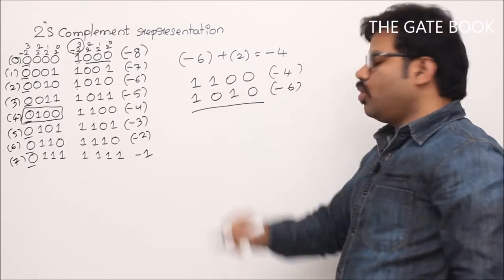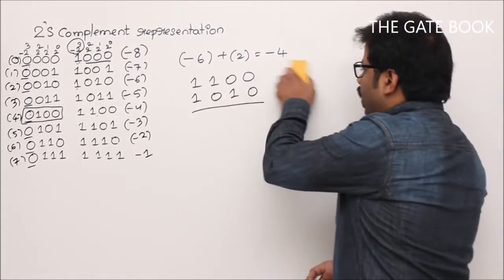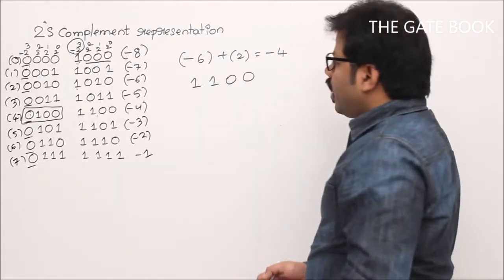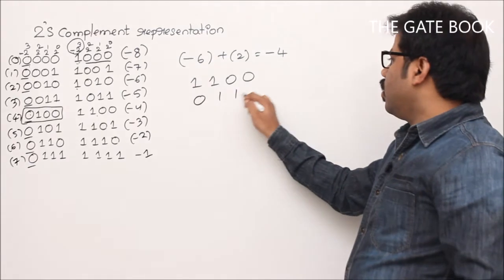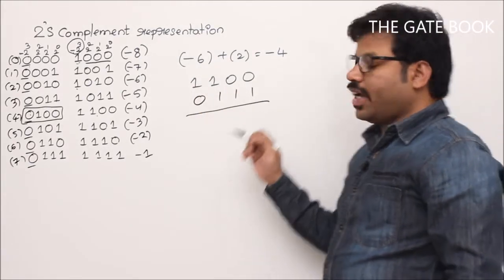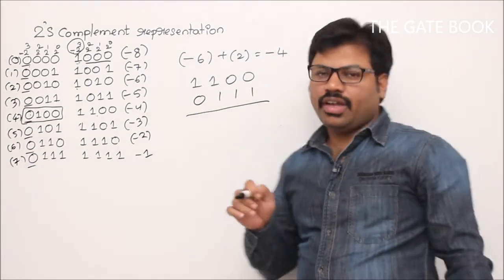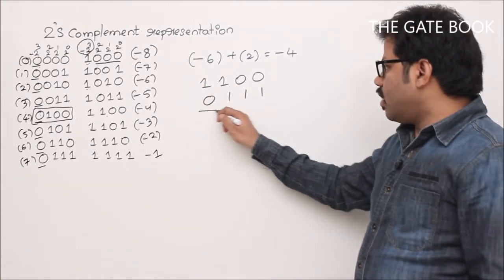Definitely it is not representable. You get wrong answer. Okay, that's fine. Ignore that. So let's take a negative number and one positive number. So let's take this one, 7, 0 1 1. When you take one positive number and one negative number, you never get overflow. Why? Because I will tell with an example.